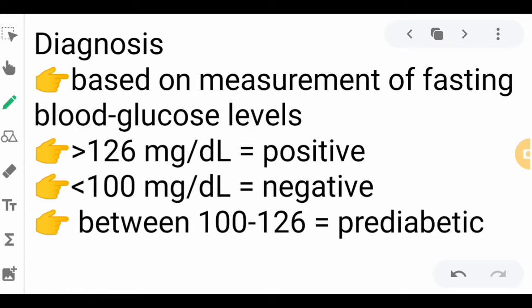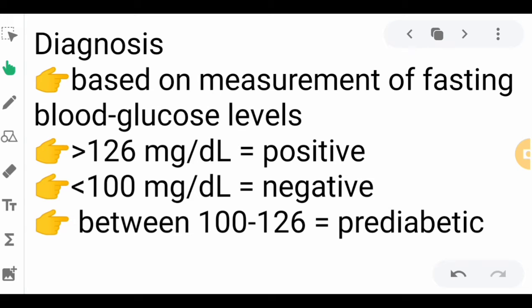Then the diagnosis for diabetes mellitus is based on the measurement of fasting blood glucose levels. A blood glucose level greater than 126 milligrams per deciliter is considered positive, and a blood glucose level less than 100 milligrams per deciliter is considered negative. A blood glucose level between 100 and 126 is considered pre-diabetic, meaning the blood glucose level is higher than it should be but not high enough to be classified as diabetic.